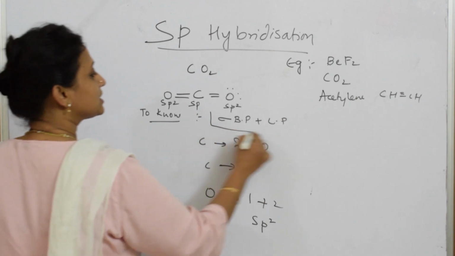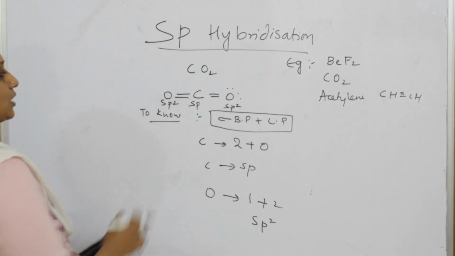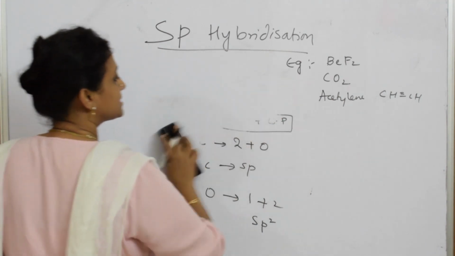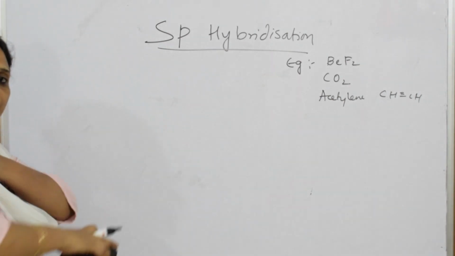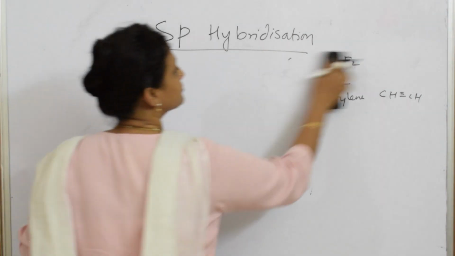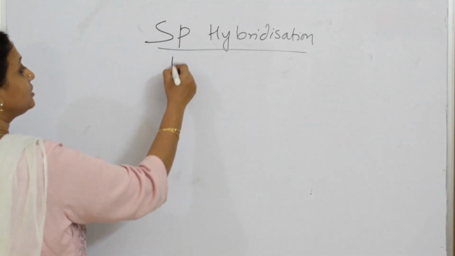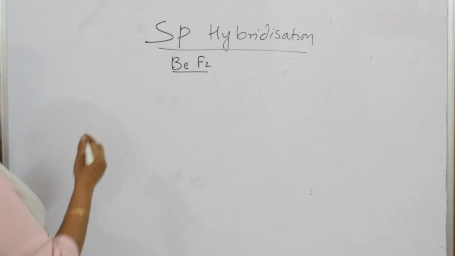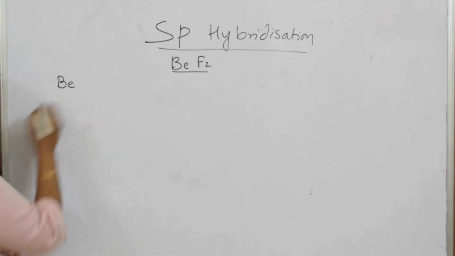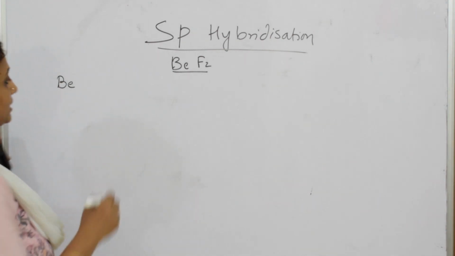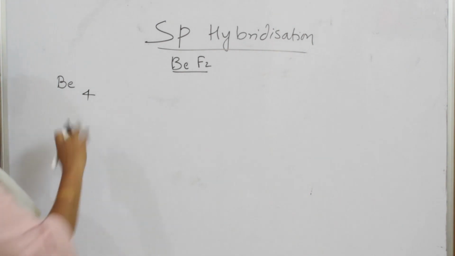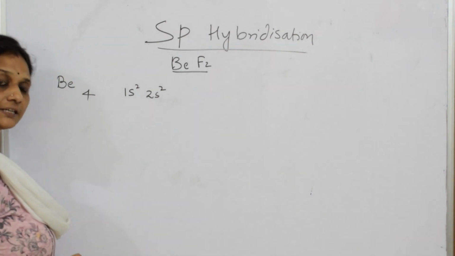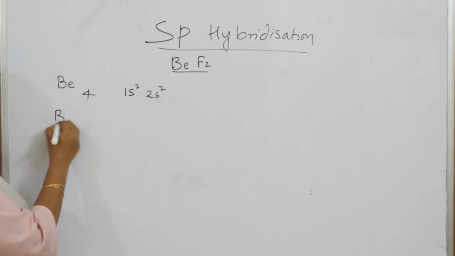So remember this: sigma plus lone pairs. Count the sigma bonds, count the lone pairs, add them and see. Now let me write the first example, BeF2. Your teacher has given you this BeF2. As soon as this is given to you, start your answer like this. First, pick up beryllium, the central atom. Write the atomic number for beryllium, 4. Correct? Write the configuration, 1s2, 2s2. Yes. Now, write the beryllium ground state.